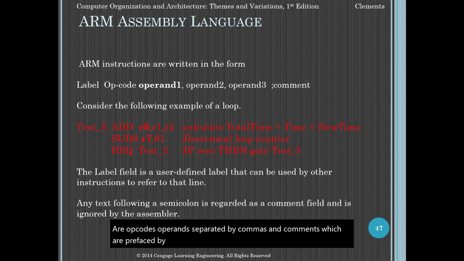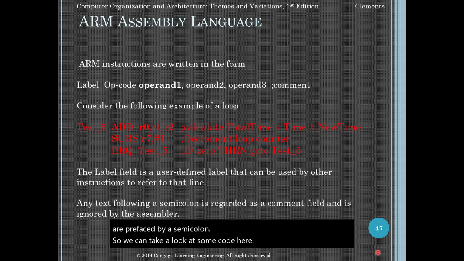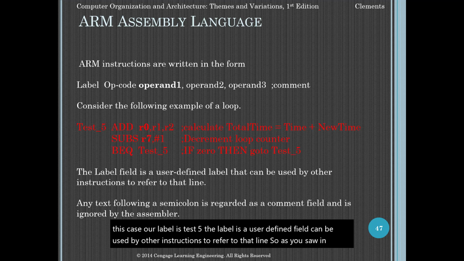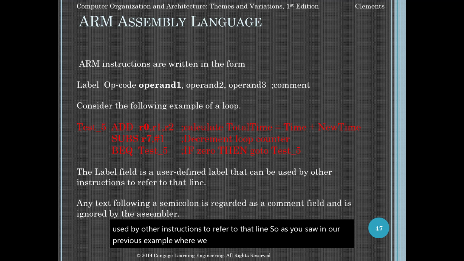So we can take a look at some code here and see what this looks like. Starting with the label, in this case our label is test 5. The label is a user-defined field. It can be used by other instructions to refer to that line. As you saw in our previous example where we were moving and branching, the label gives us that marked line that we can jump to when we want to branch.